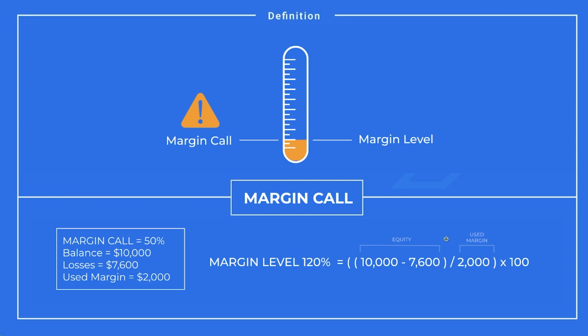divided by the used margin times 100. So that's 120%. So we are approaching the 50% margin call. It won't be called yet, but when that number reaches 50%, you're going to get the margin call.